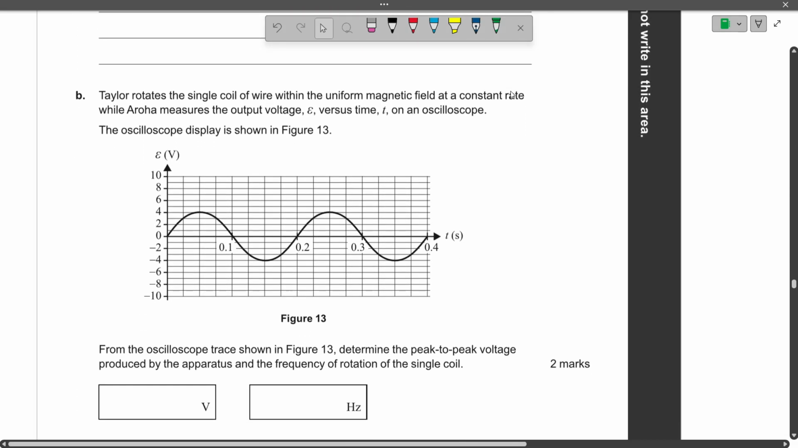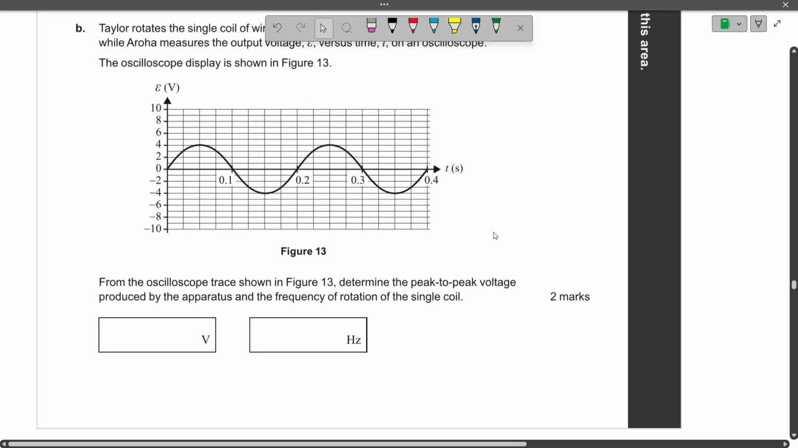Part B. Taylor rotates the single coil of wire within the uniform magnetic field at a constant rate, while Aroha measures the output voltage E versus time t on an oscilloscope. The oscilloscope display is shown in figure 13. Okay, there's your continuous AC. From the oscilloscope trace shown in figure 13, determine the peak-to-peak voltage produced by the apparatus and the frequency of rotation of the single coil.